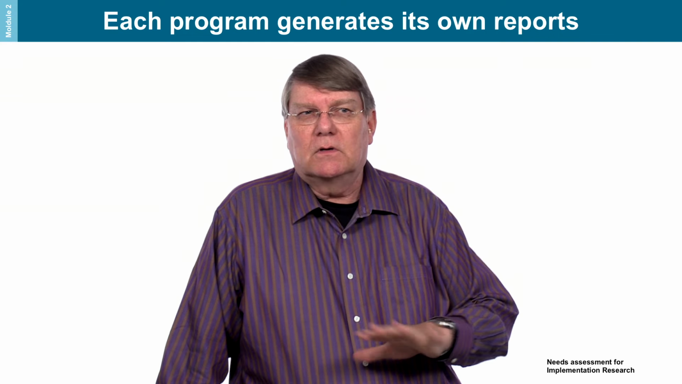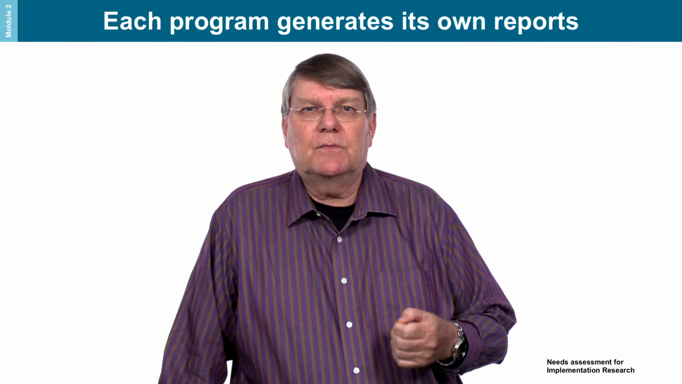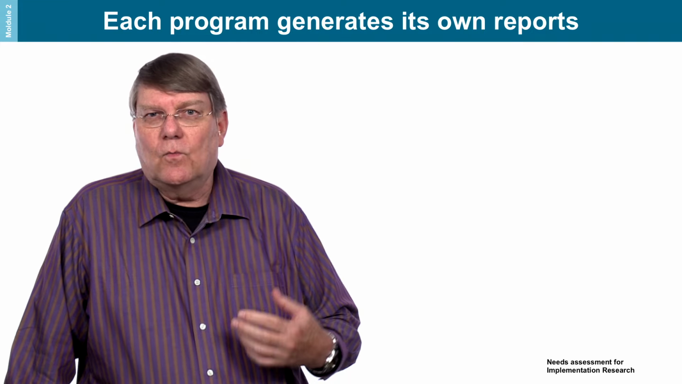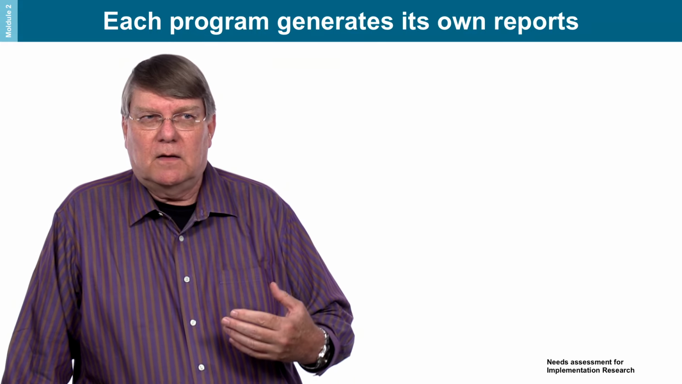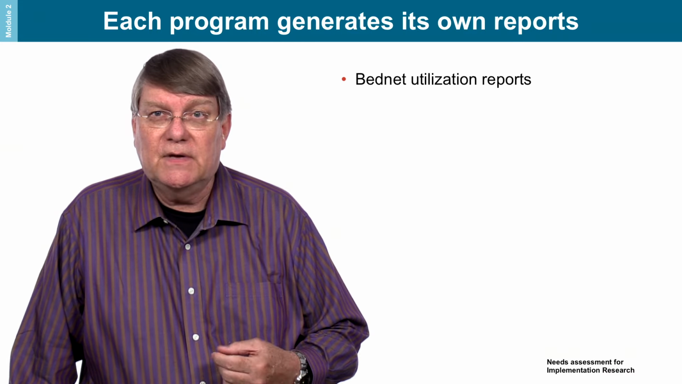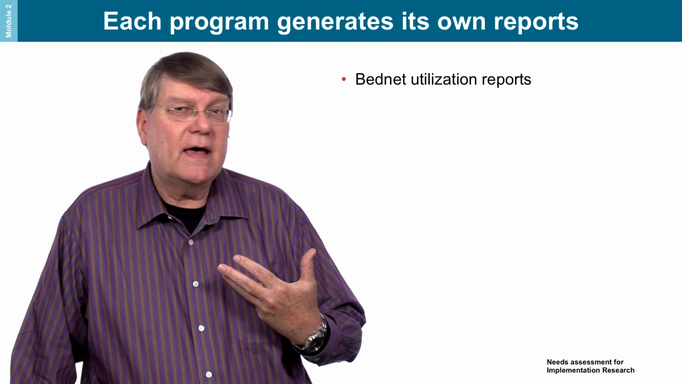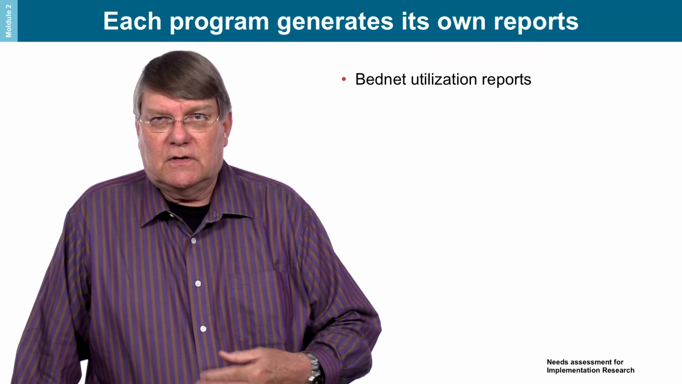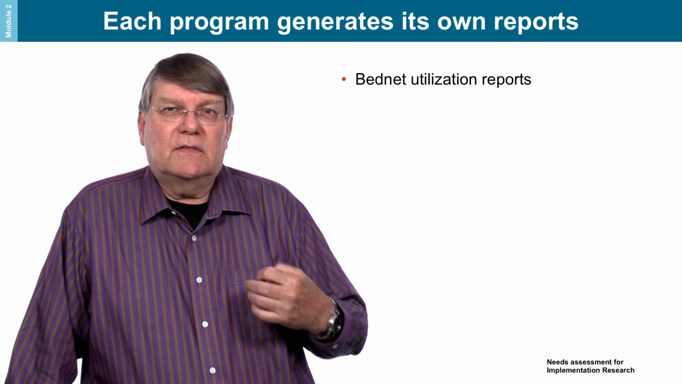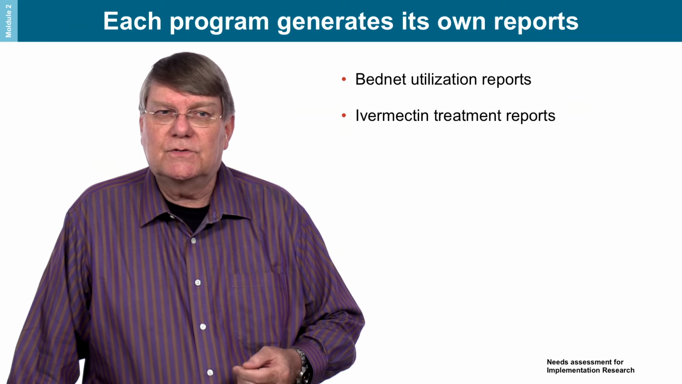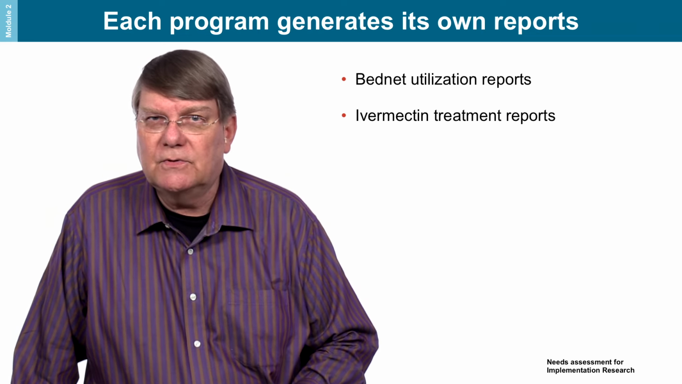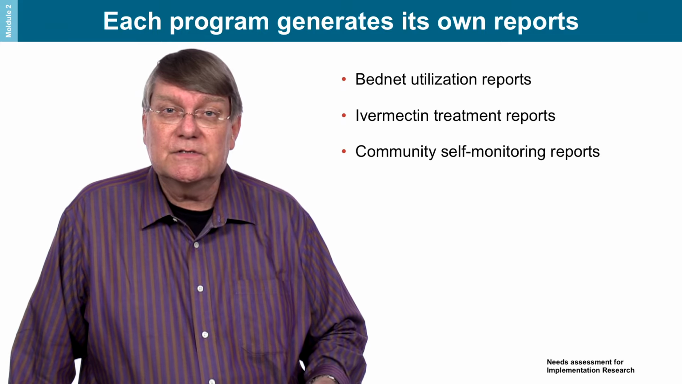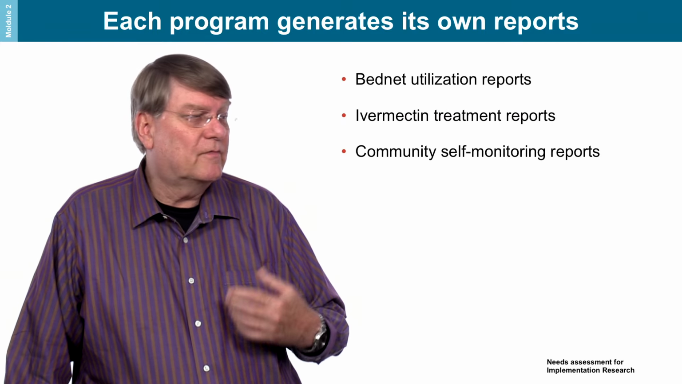In addition to these more global or national type of reports and documents, we do recognize that each program within a country will generate its own reports. We have reports that come in, especially after bednet distribution campaigns, on utilization of the bed nets. We have reports from the program that controls onchocerciasis in the country about the uptake of ivermectin that's used to control the disease. We have reports on the proportion of eligible people that take it, the proportion of eligible communities. So those specific program reports are available.